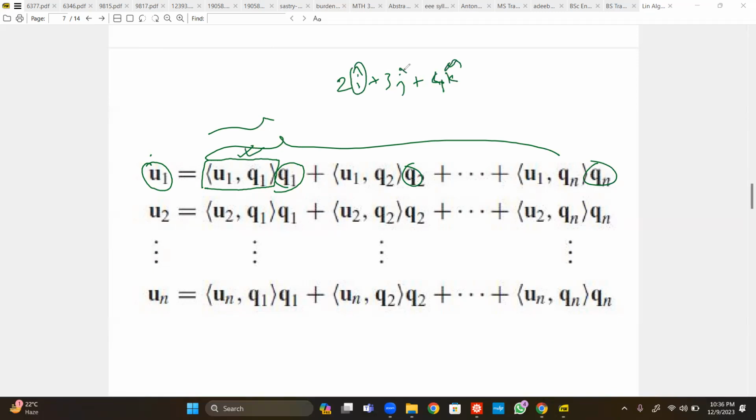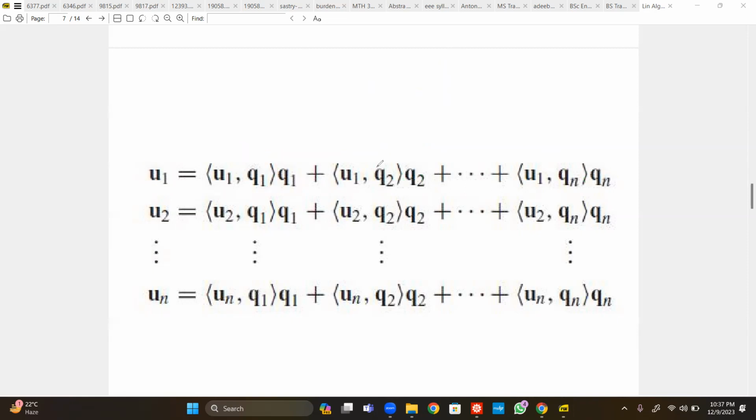These i, j, and k are orthonormal basis vectors. These are exactly q1, q2, q3, etc. And these 2, 3, and 4 are the components along those rectangular coordinate vectors, just like these inner products here. These are the components, projections, I mean. Since the UIs are also in the space spanned by the QIs, that is why each of these UIs can be expressed in such a manner as well.